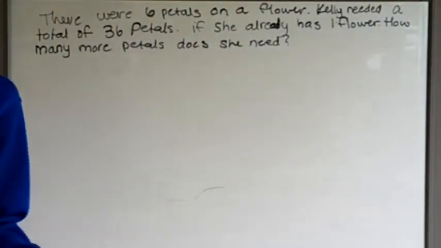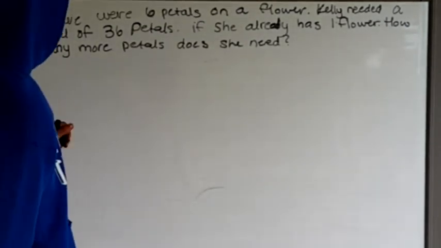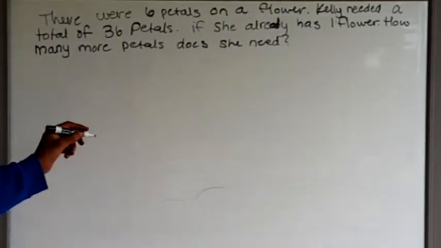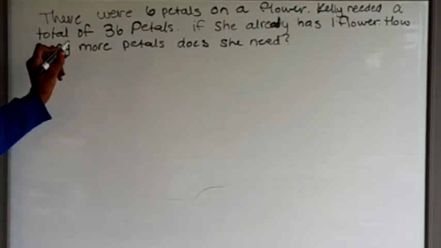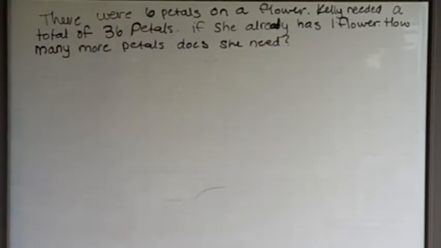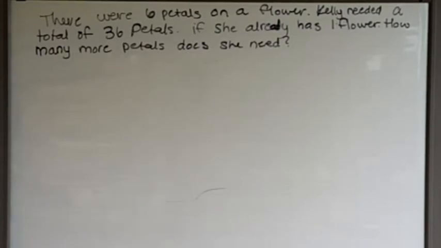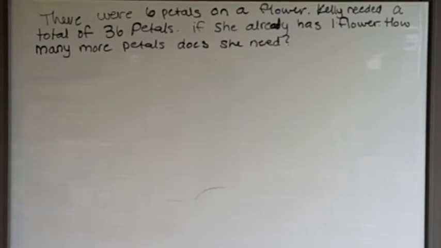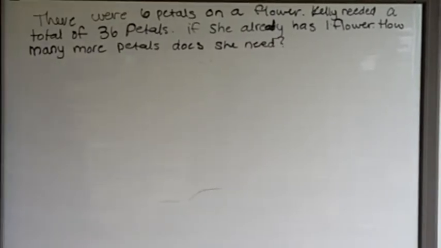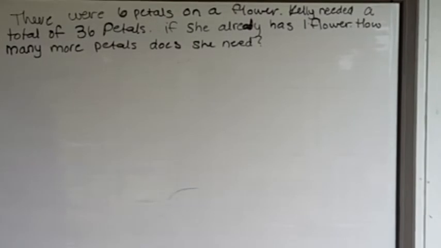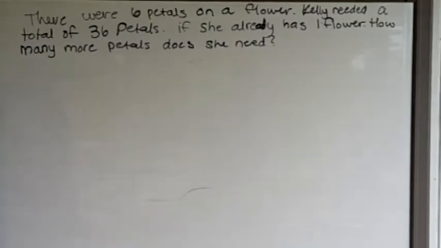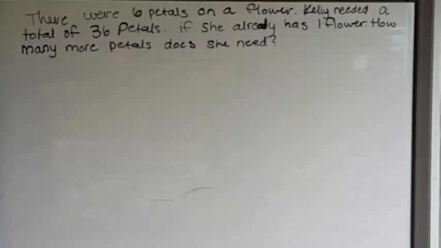All right, so it says there were 6 petals on a flower. Kelly, can you step to the side while I'm reading? You keep doing that every time. Wait till I'm done reading it. There were 6 petals on the flower. Kelly needed a total of 36 petals. If she already has 1 flower, how many more petals does she need?